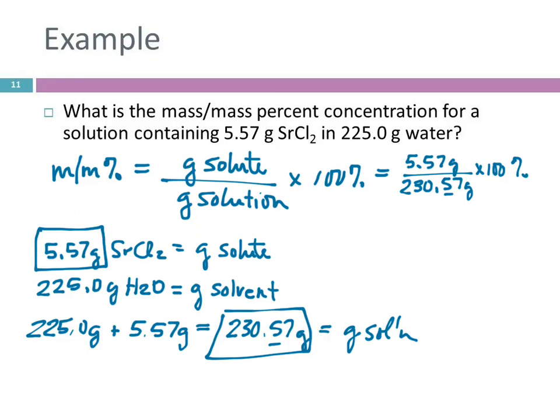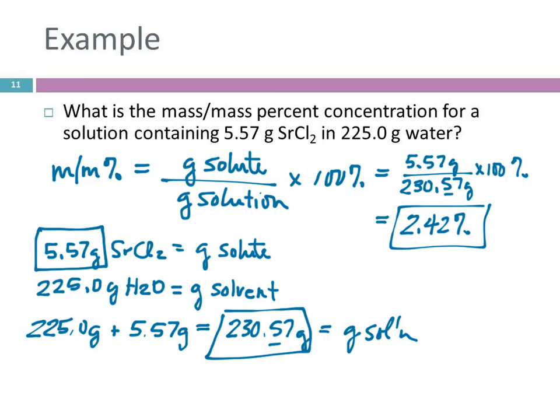How many significant figures should that answer have? 3. This one on the top has 3. This one on the bottom has 4, but even if you didn't recognize that, the 3 is going to limit you. And so I'm going to round this to 3 sig figs, and this will be 2.42%. That is the mass percent concentration.